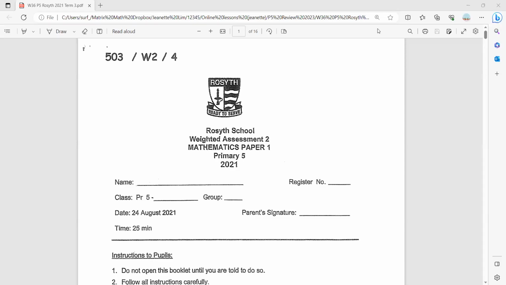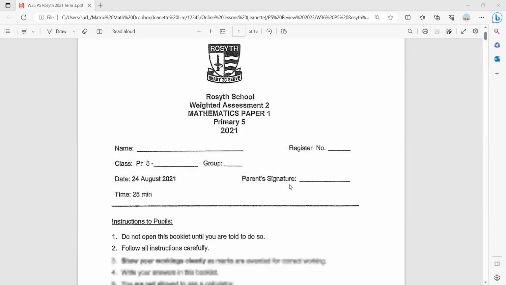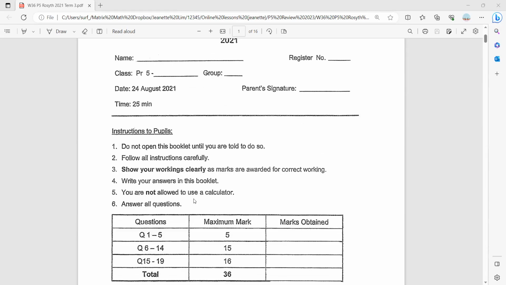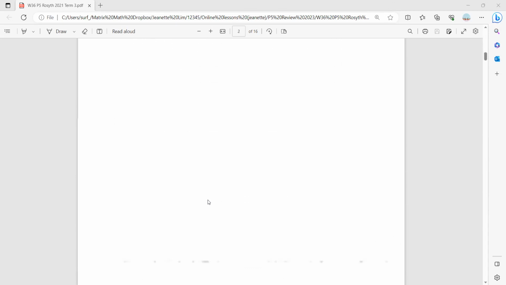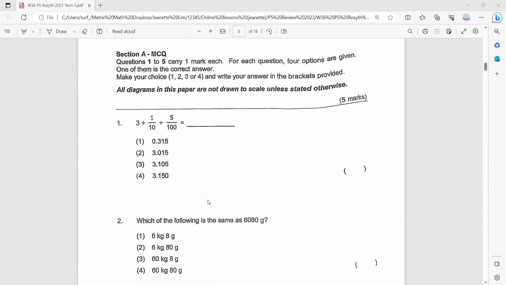Rosyth weighted assessment 2. This is for the P5 2021 paper. So in this part of the paper, you're not supposed to use your calculator. Okay, question 1.